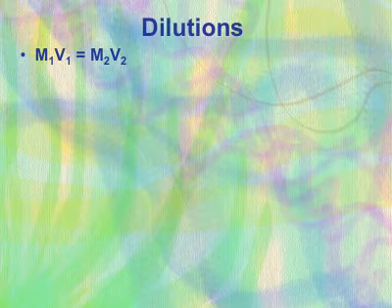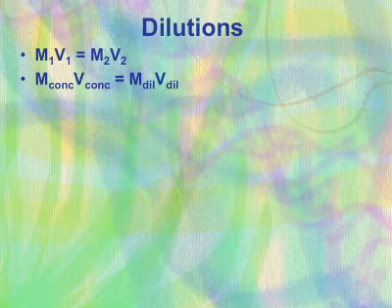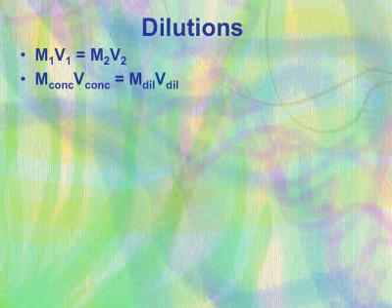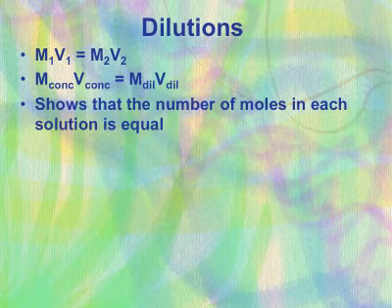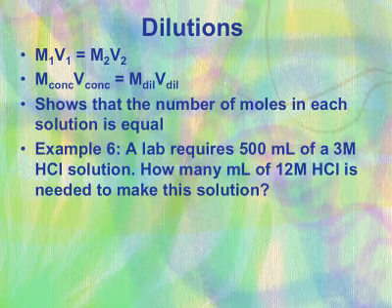When we dilute something, you take your molarity times your volume of whatever you currently have, and that has to equal the molarity and the volume of the dilution you're trying to make. So what you start with equals what you end with. It'll be different ratios, but it should all be equal. This shows the number of moles in each solution, and they have to be equal. So let's do an example of this one.